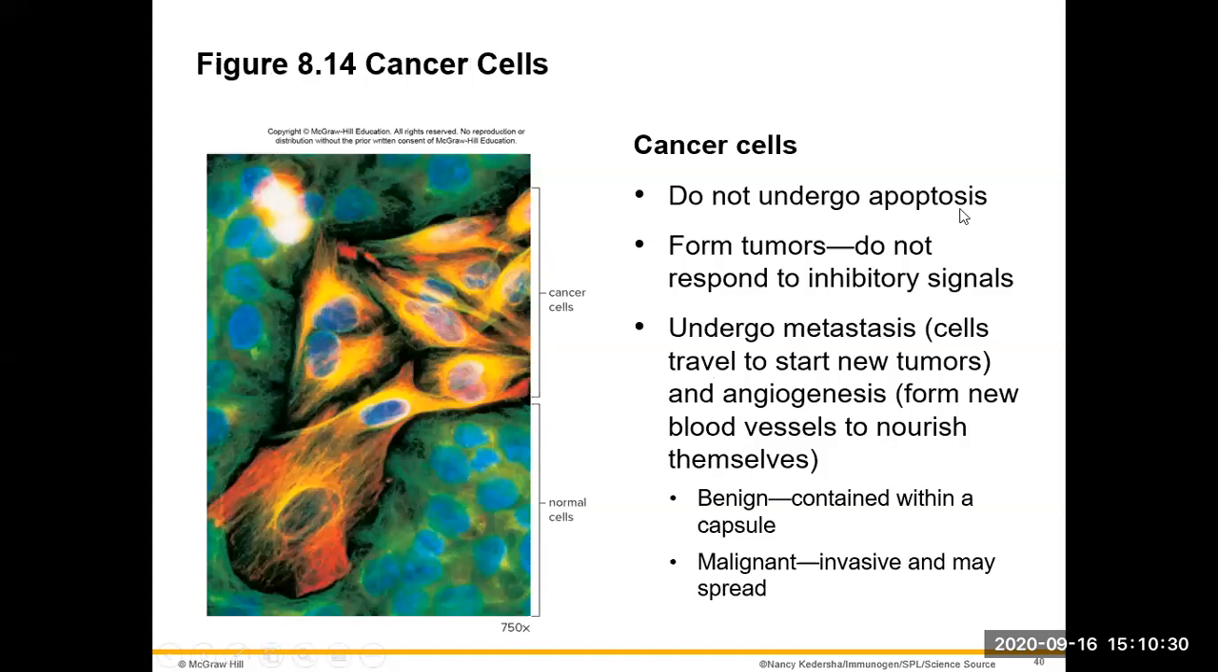Cancer cells don't undergo apoptosis, programmed cell death, and they form tumors, and they do not respond to inhibitory signals. That means there are signals that try to inhibit the formation of tumors, but the cancer cell ignores these signals. And they undergo metastasis. Metastasis is when one cancer cell breaks away and migrates to another tissue.